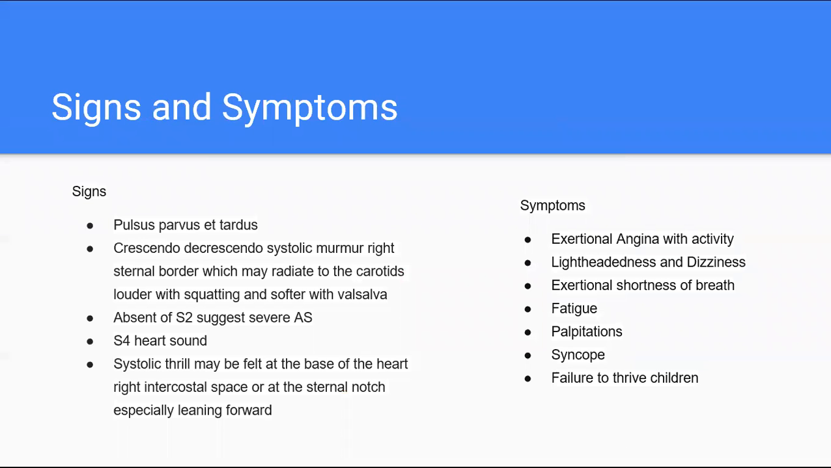Okay. So what are signs and symptoms that we look for in someone with AS? Pulsus parvus et tardus. So if we break that down, that means weak and delayed pulse. There's a very distinct crescendo-decrescendo systolic murmur that can be heard in the right intercostal space. It radiates to your carotids. It could be louder with squatting, softer with Valsalva, and a completely silent or absent S2 is indicative of pretty severe AS. Sometimes you could feel a thrill felt at the base of the heart and the sternal notches. You can feel it more pronounced as you have the patient lean forward.